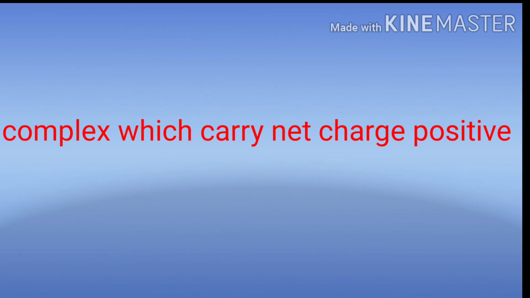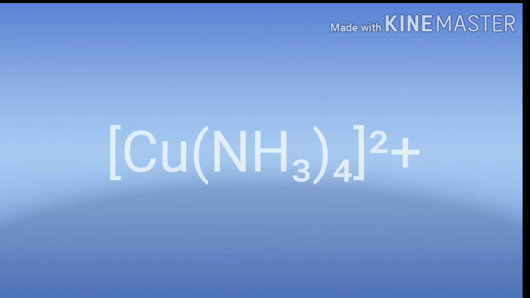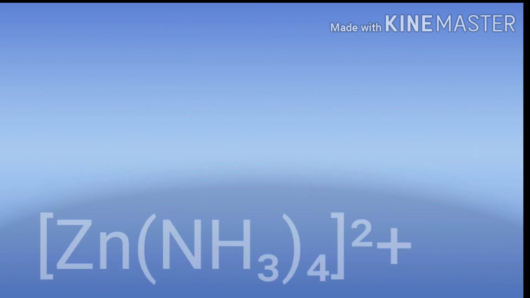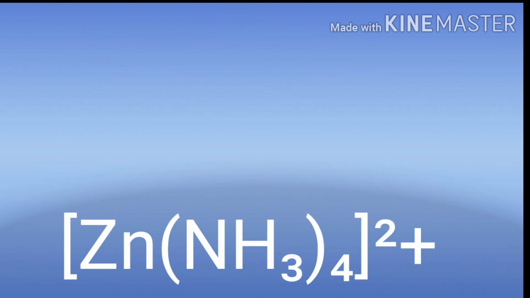The example of a cationic complex is [Cu(NH3)4]2+. In this complex, the net charge is +2. That's why it is a cationic complex. Another example we can take is [Zn(NH3)4]2+. Now in this complex, the net charge is +2. That's why it is also an example of a cationic complex.